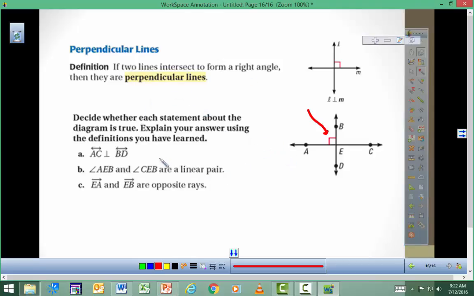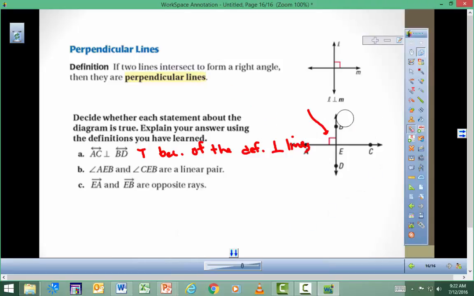So we'd say true, because of the definition. And I'm going to abbreviate definition like that. Definition of perpendicular lines. Okay, definition of perpendicular lines says that right here. If you have a right angle, then they are perpendicular. So that's kind of ugly.